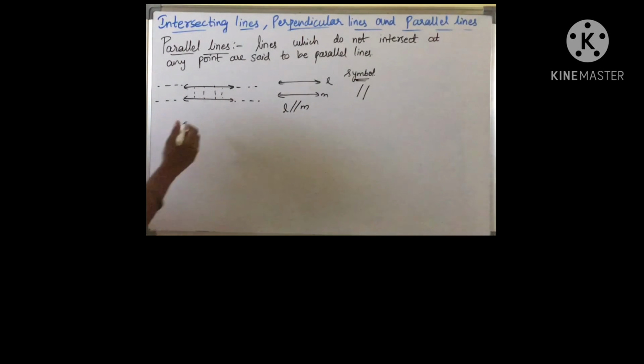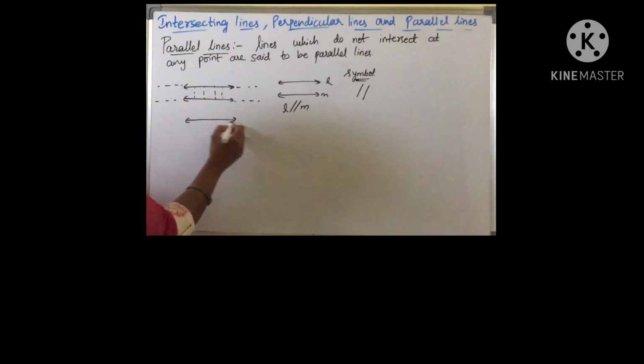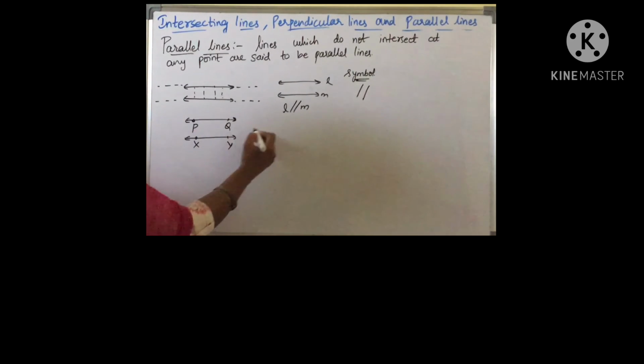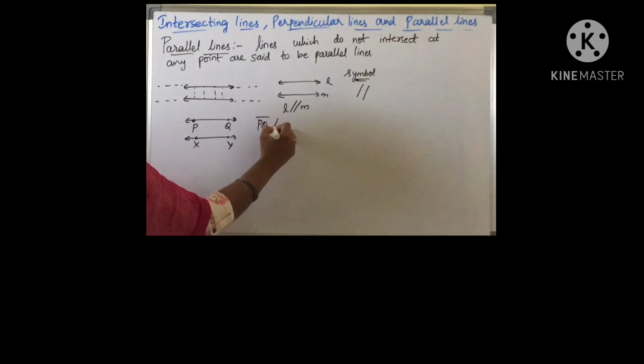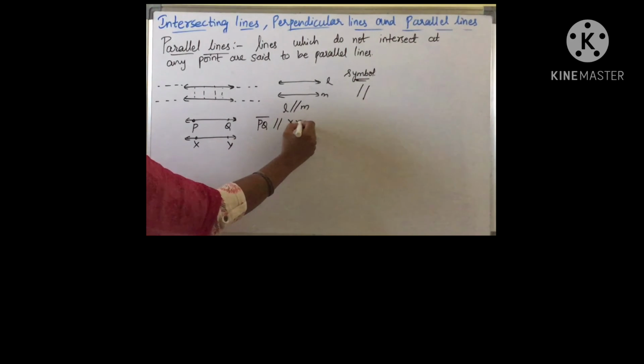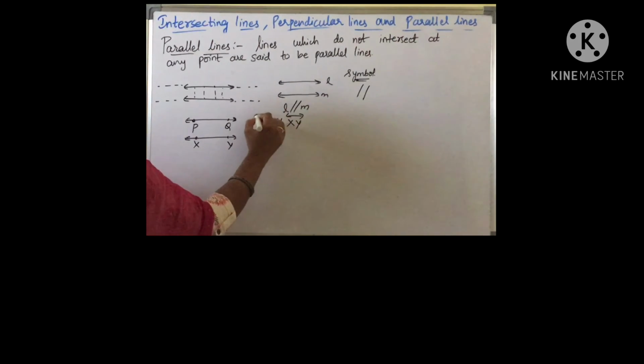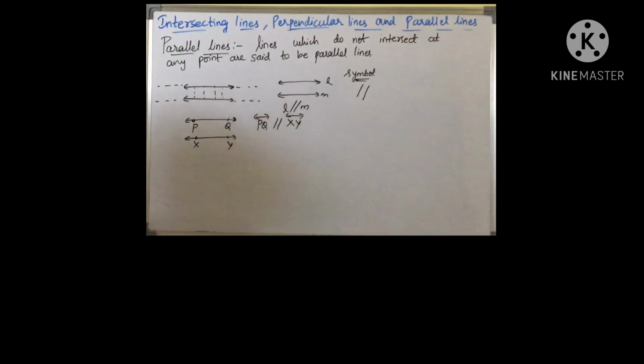Okay, children. Suppose I represent a line with the two letters P and Q, and this is another line X and Y. These two lines are parallel, so I can write PQ is parallel to XY, or line PQ is parallel to line XY.